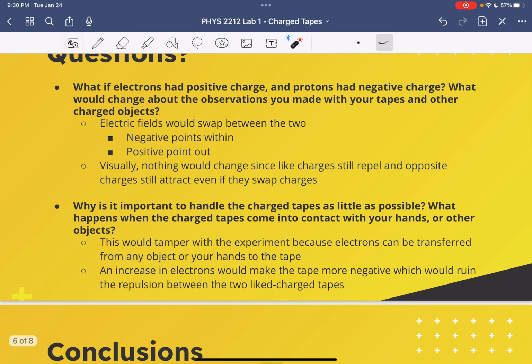And then why is it important to handle these charged tapes as little as possible? And this is because if you tamper with the tape, your hands can transfer electrons, and that can mess up the charge if we want it to be negative, positive, or neutral.